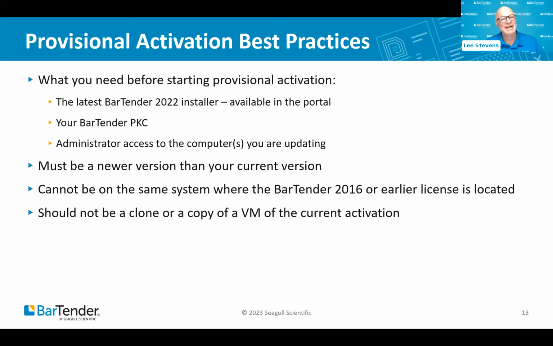For Provisional to work, it does need to be a newer version. So if you're on version 2019, Provisional activation isn't going to work if you're trying to install 2016. If you're on 2021, Provisional activation won't work if you're trying to install BarTender 2019. It will work if you're trying to install BarTender 2022. So Provisional activation is always rolling forward. And then finally, this should not be a clone or VM copy of your current activation. This needs to be a brand new install.